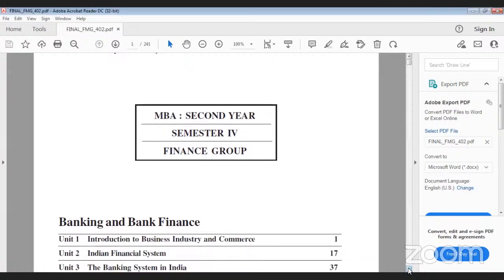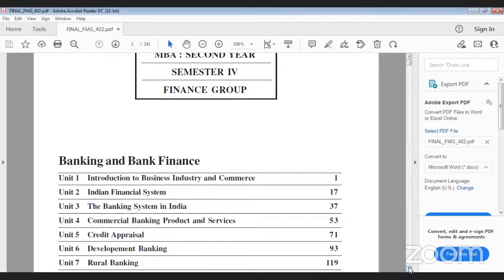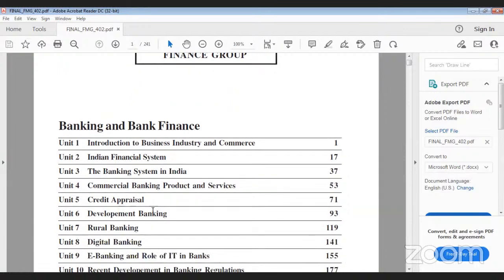Let's start our second book, which is FMG 406, Introduction of Business and Industry and Indian Financial System, the Banking and Banking Finance. These are the important factors.